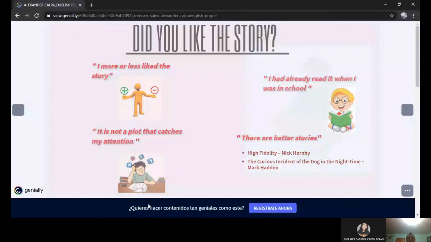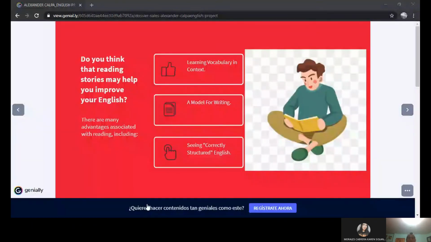Two, do you think that reading stories may help you improve your English? I think so. In my opinion, when we read, the brain is active, since reading is a very active process. There are many advantages associated with reading, including learning vocabulary in context and a model for writing sentences correctly structured in English.